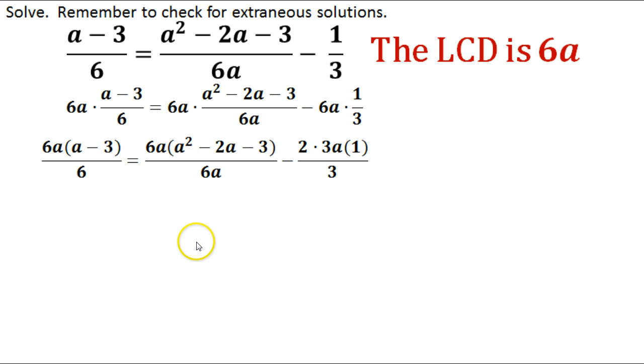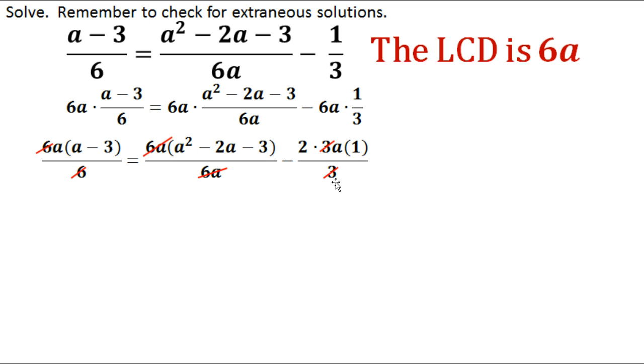So I'm going to go through each one of these here. I have a 6 on top and bottom here, and I'm going to cross those off. This is 6 times a, so I can cross that off with my 6 on the bottom. Here I have a 6a on top and bottom, so I can cross both 6a's off. You can start to see how we're eliminating the fractions, these denominators. Now over here, finally, I've got a 3 on top and bottom. I'm going to cross those two off.